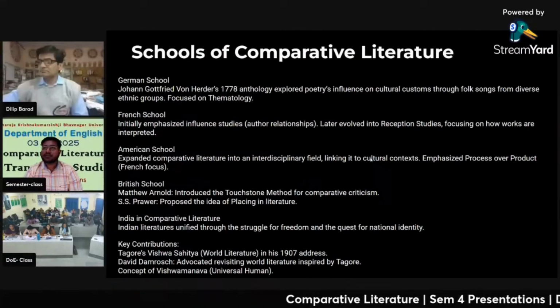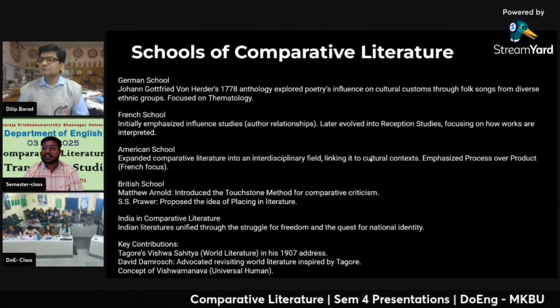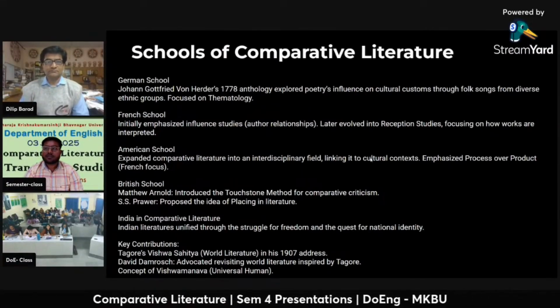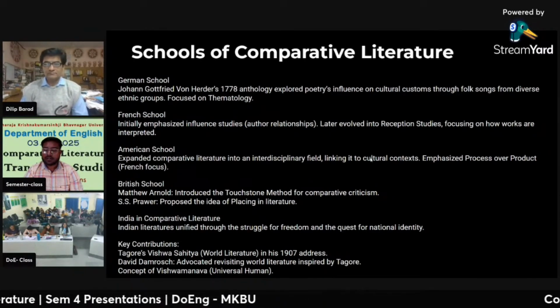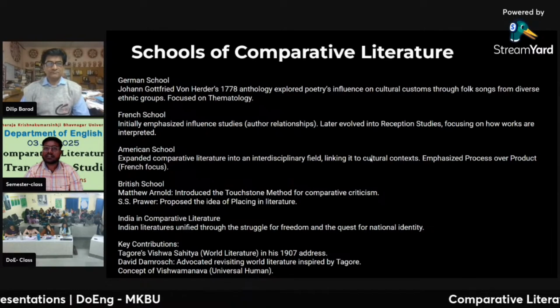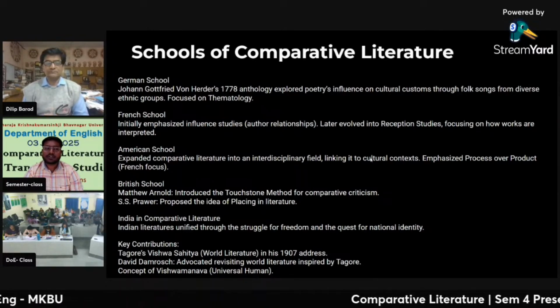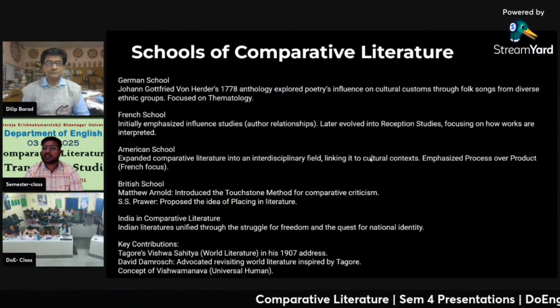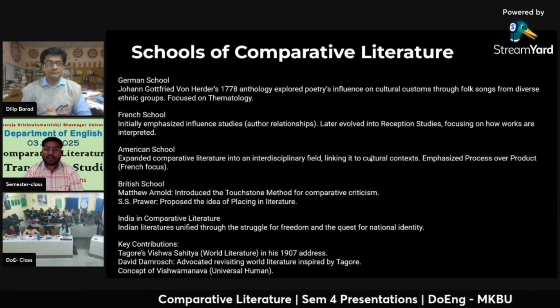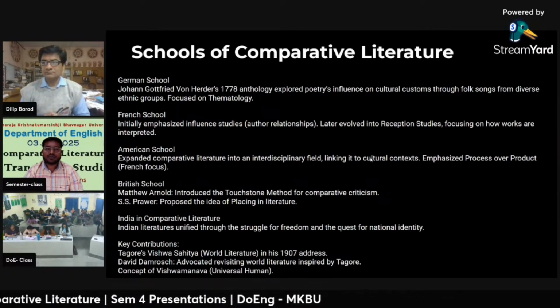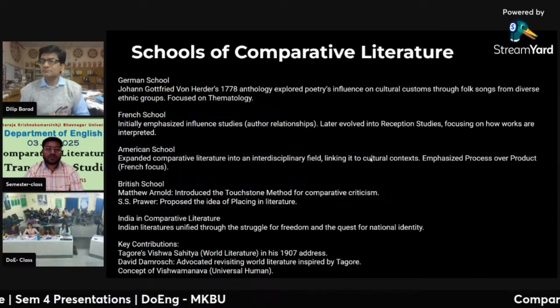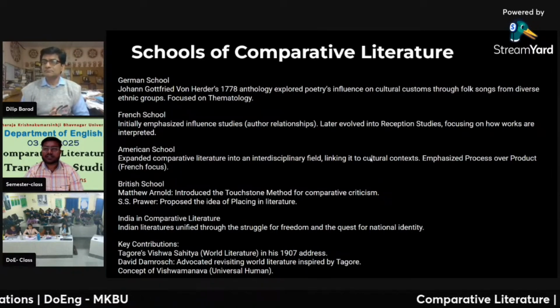comparative literary study, we are all aware that it is an academic field that involves the study of different literary texts, and it examines the interrelationships between different literary texts from different cultures and genres. So comparative literature is divided into four major schools. They are the German school, French, American, and British.